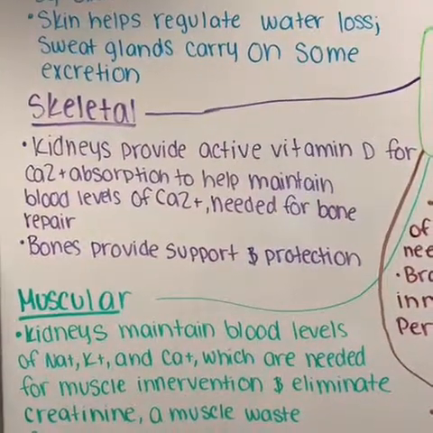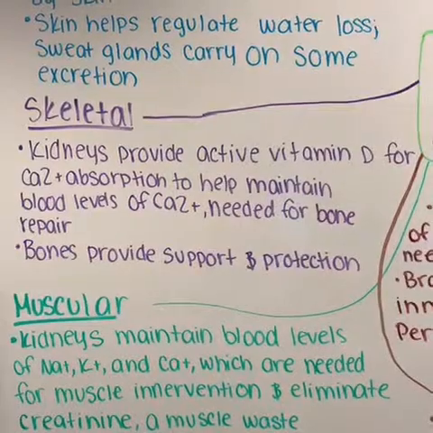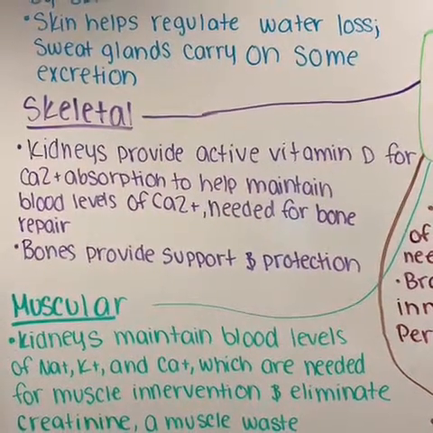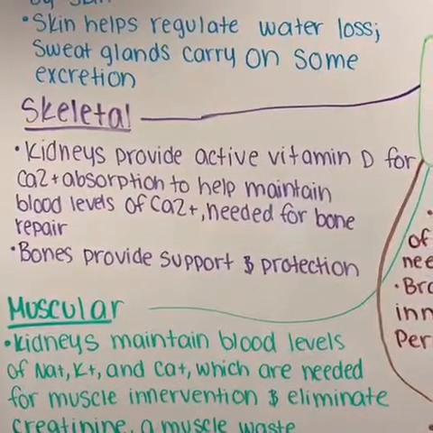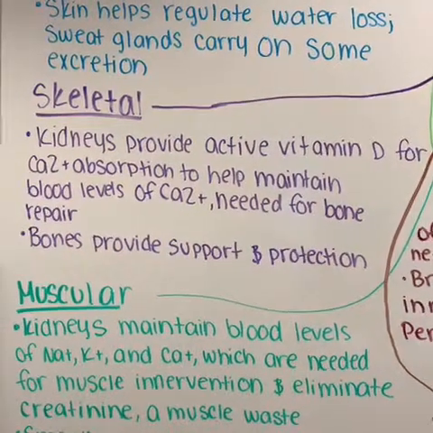The skeletal system. Kidneys provide active vitamin D for calcium absorption to help maintain blood levels of calcium needed for bone repair. Bones provide support and protection.